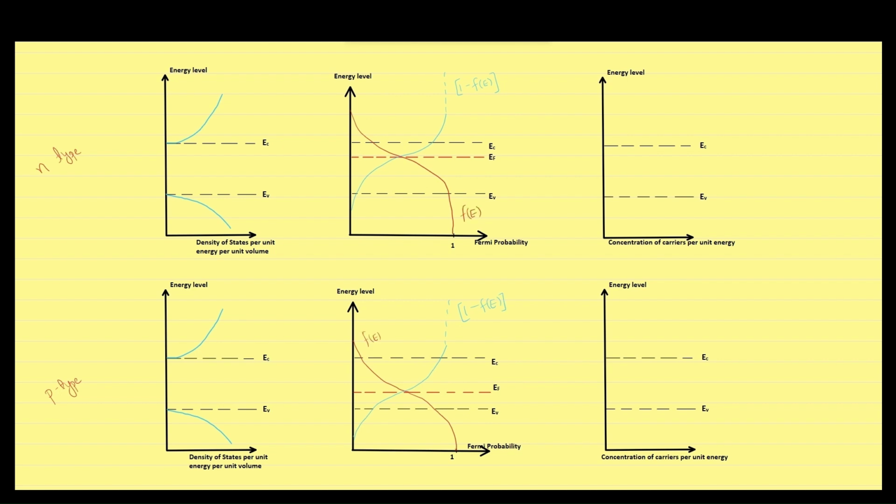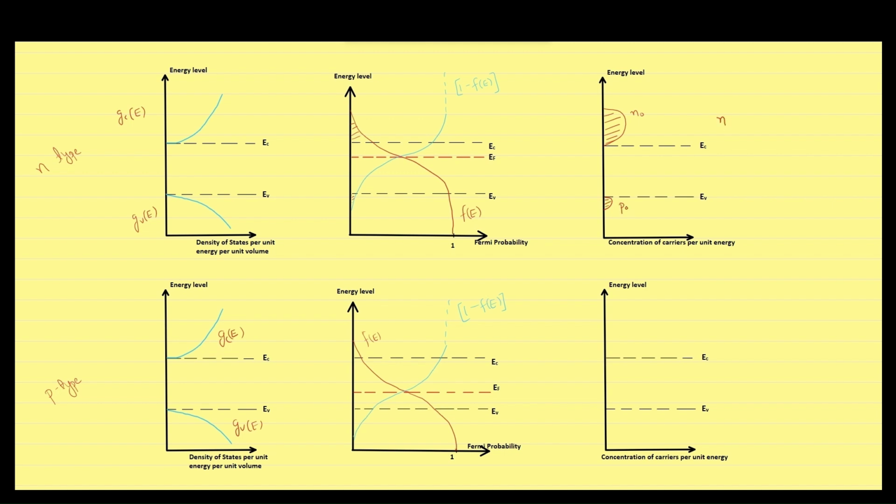You can observe that the area in the conduction band for the Fermi-Dirac probability function in N-type semiconductor is more. The product of Gc into the Fermi-Dirac function in the conduction band of N-type semiconductor will look like this. And you can see that 1 minus f in the N-type semiconductor has very little value below the valence band. So the multiplication value will look like this. This represents the electron concentration and this represents the hole concentration.